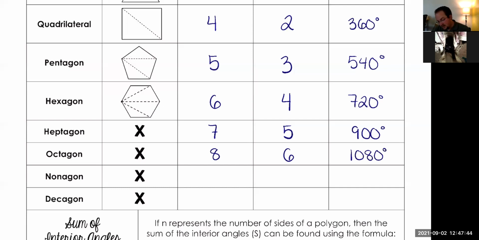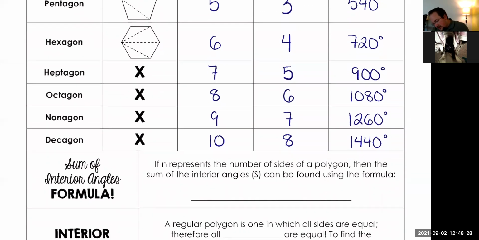A nonagon has 9 sides, which is divided up into 7 triangles for a total of 1,260 degrees. And then a decagon has 10 sides for a total of 8 triangles, which is 1,440 degrees. Now, we're going to stop at decagon for now because this pattern will continue. You add another side, it adds another triangle, which adds another 180 degrees. So every new side you add, one way or another, adds 180 degrees to your total.